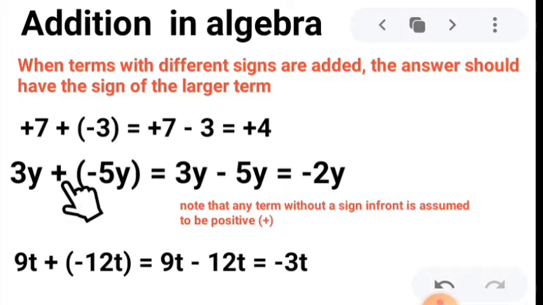Now 5 and 3. 5 is larger than 3, so the final answer should have a minus sign in front of it. So when we remove the bracket, 3y minus 5y will give us minus 2y.